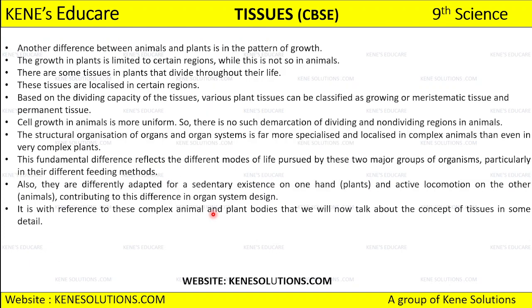Okay, see, another difference that we can see between the plant and the animal is the pattern of growth. How are they growing? That is also one of the patterns you can see that exists between the plant tissue and the animal tissue.